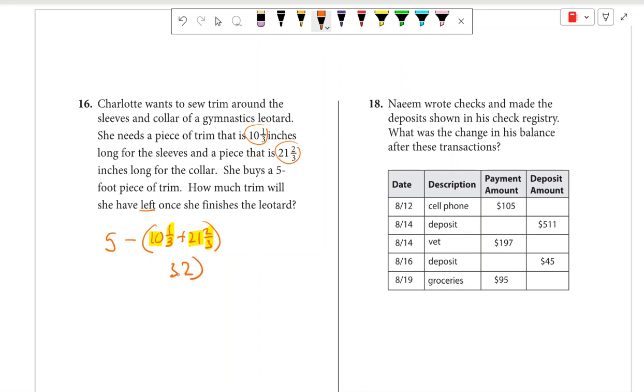So this is 32. Now you might be thinking, wait a minute, what's happening here? Well, remember what's listed in here is inches. And what did she buy? She bought a 5-foot piece. So it's not listed in inches. So what we can do to this one, and probably what we should have done in the beginning, is multiply it by 12 to find out how many inches we have. So 5 times 12 is 60. And 60 minus 32 is 28. So she has 28 inches left over.